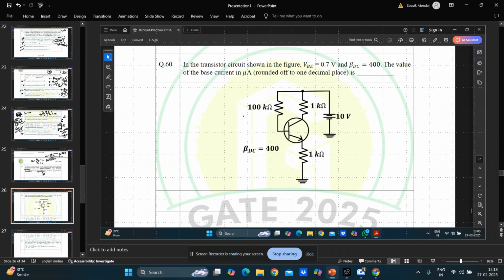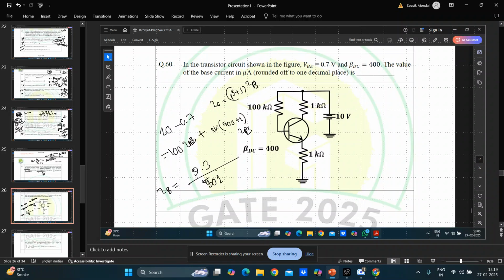The next problem, you have to calculate what is I beta basically. So you can use the loop equation. 10 minus 0.7 is equal to 100k into I B plus 1k into (beta plus 1) into I B, because I E is equal to (beta plus 1) into I B. Sorry, not I beta, it is I B, the base current. So your I B is equal to 9.3 divided by 401 plus 1, that is 501, and you have to multiply by 10 to the power 3, because you have to get the answer in microampere. It will be something like 18 point something, I forgot that, but this is the process.